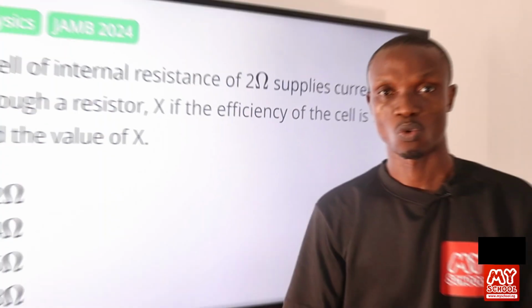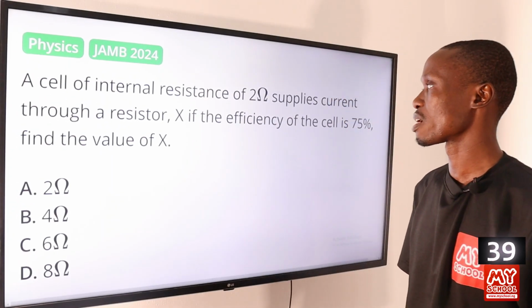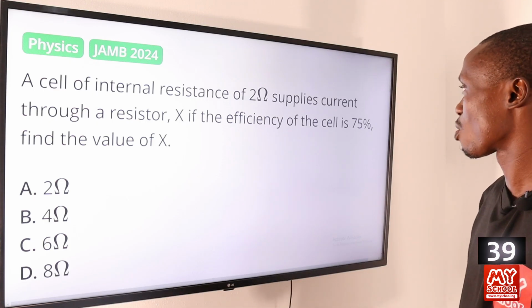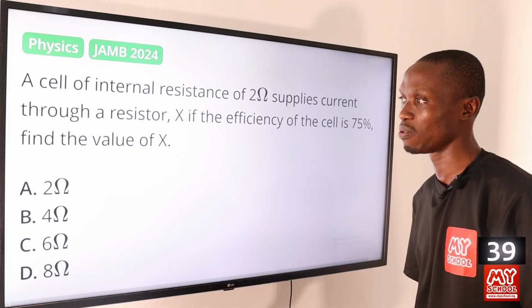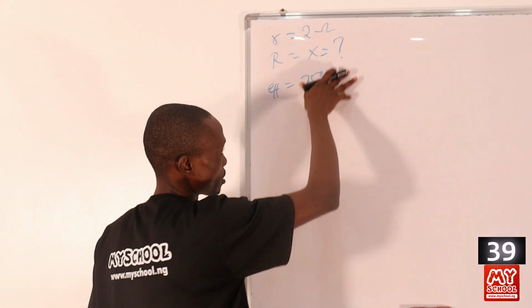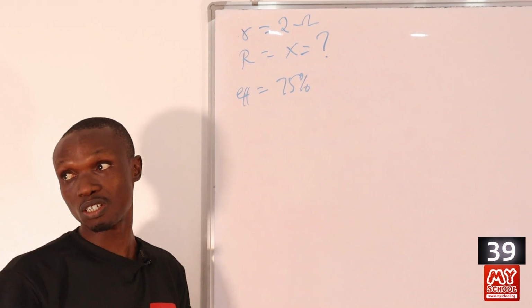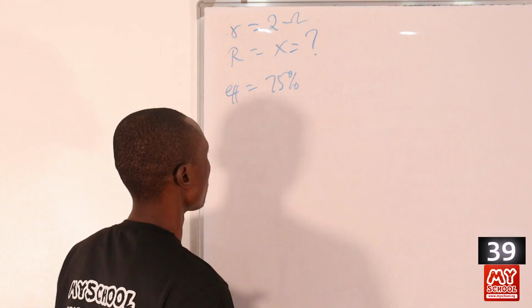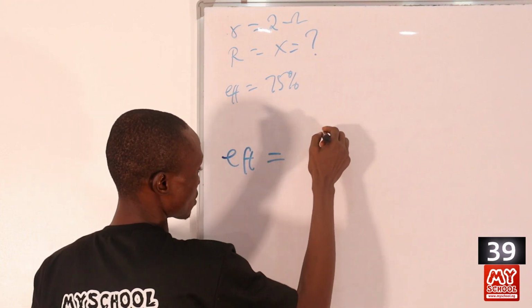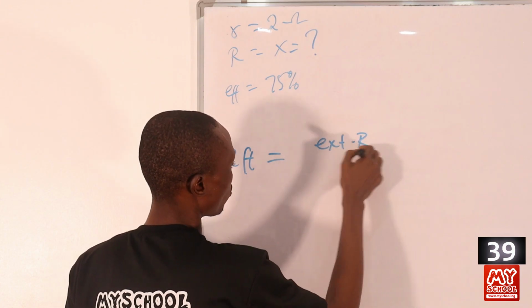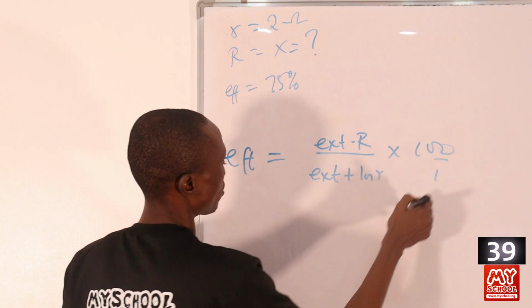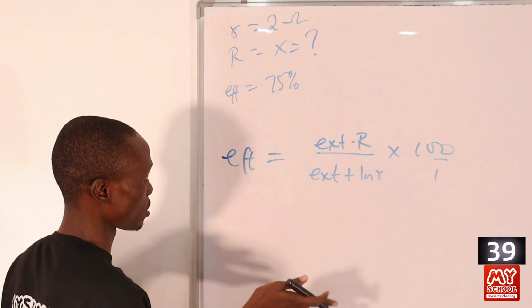Question 39. A cell of internal resistance of 2 ohms supplies current through a resistor X. If the efficiency of the cell is 75%, find the value of X. So let's move over to the board to provide the answer to this question. So these are the parameters that are given to us in the question. The resistor that they are referring to is the external resistor. So the efficiency of a cell is given as external resistor, all over external resistor plus internal resistor, times 100. With this formula we can calculate the efficiency of a cell.